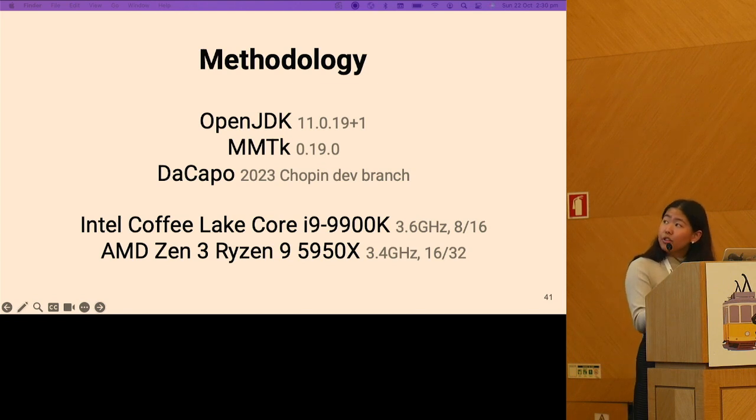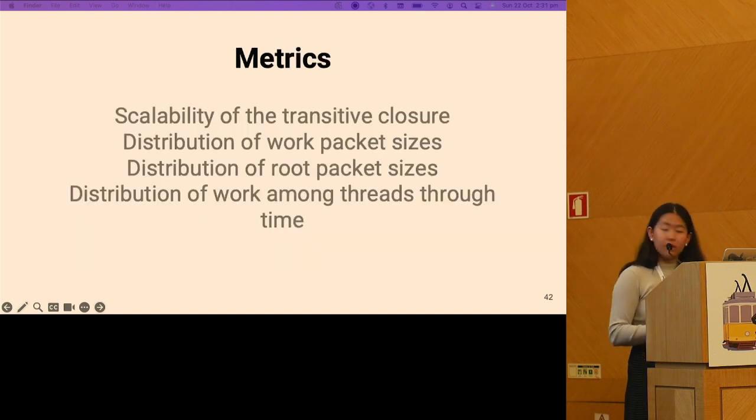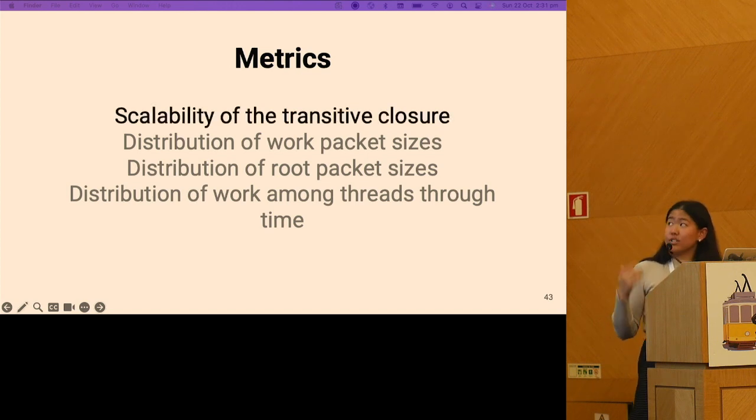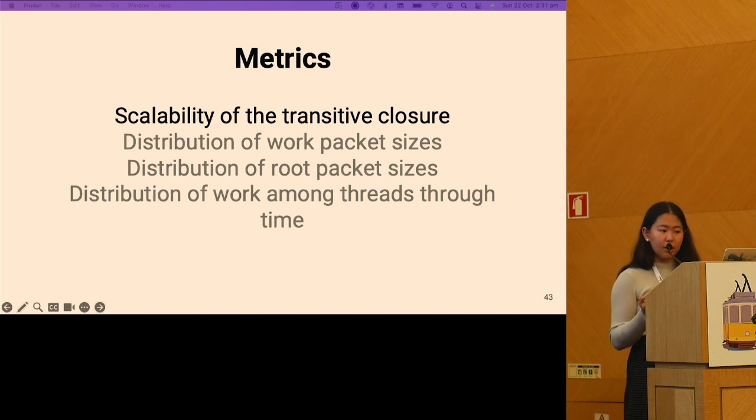Just a note on methodology, we used OpenJDK 11 with MMTk and the DaCapo benchmarks from the 2023 Chopin dev branch, and we had two different architectures. So when we were looking at scalability, we picked out 4 different metrics. The first is scalability of the transitive closure. So this just looks at, against a one-threaded application, how much quicker is your transitive closure getting when you double the amount of threads. And in order to measure this, we use the bucket open trace points.